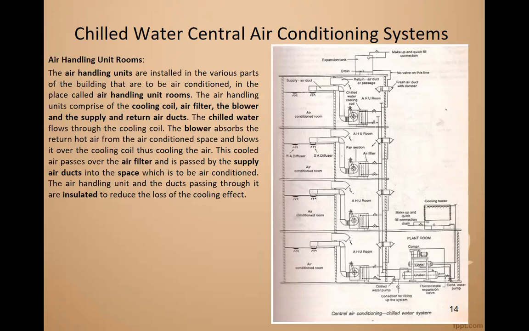The air handling units room. Yan, marami. The air handling units are installed in the various parts of the building that are to be air conditioned, and the place is called the air handling units room. The air handling units comprise of the blower, air filter, the cooling coil, and the supply and return air ducts. The chilled water flows to the cooling coil. The blower absorbs the return hot air from the air conditioned space and blows it over the cooling coil, thus cooling the air. This cool air passes over the air filter and is passed by the supply air duct to the space which is to be air conditioned. The air handling unit and the ducts passing through it are insulated to reduce the loss of cooling effect.